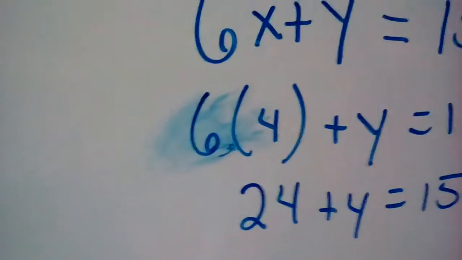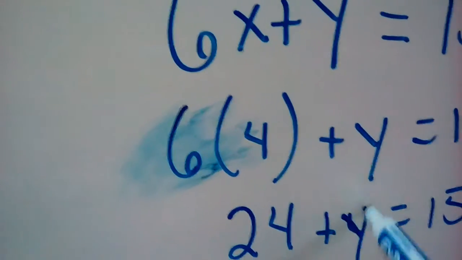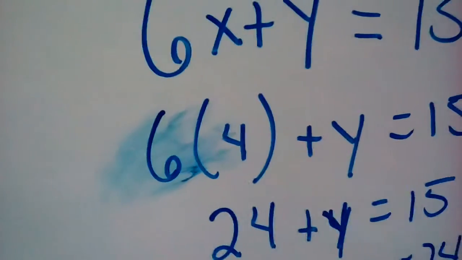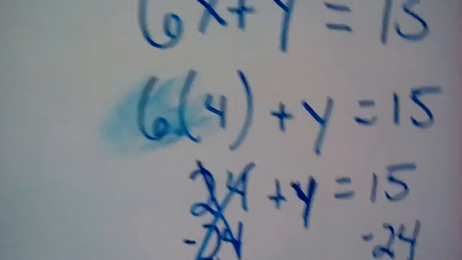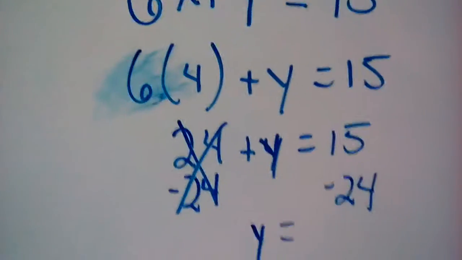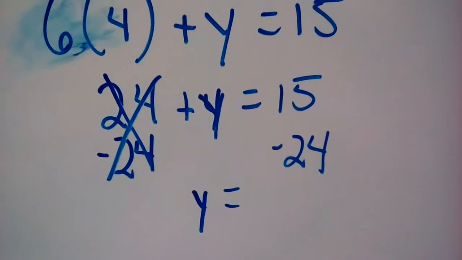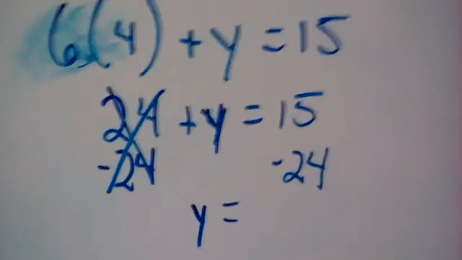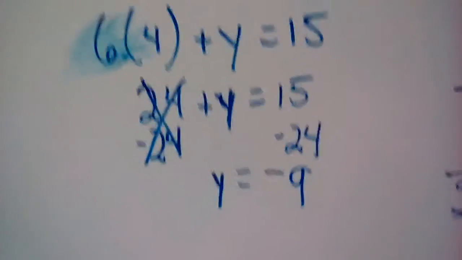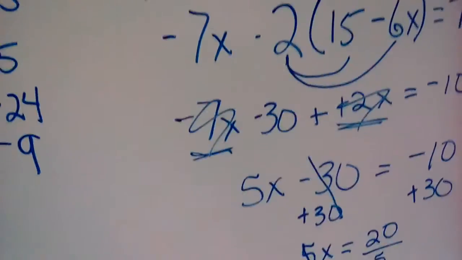Now, I want to get rid of that 24 because y wants to be by himself. So I'm going to cancel these out. And so now y is going to be, well, what's 15 and negative 24? That would be negative 9. Correct? Yes, negative 9. So there are your answers. So y is equal to negative 9 and x would be equal to 4.